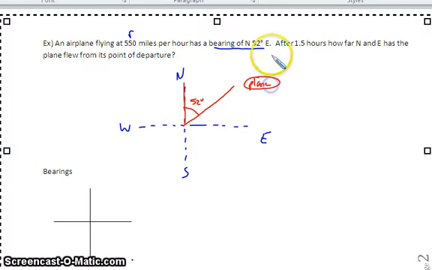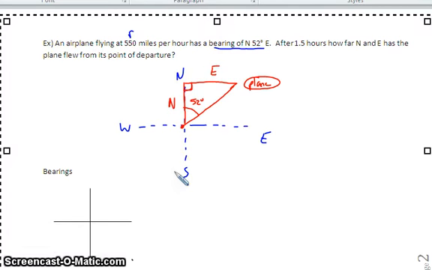After flying 1.5 hours, how far north and east has the plane flew from its point of departure? So here's where it departed. We want to know what is its north distance, we'll call this n, and what is its east distance. That would be this distance up here, the east distance. We've got a right triangle there now.